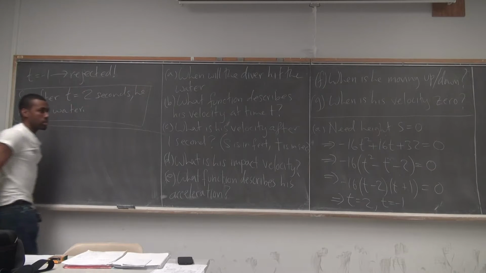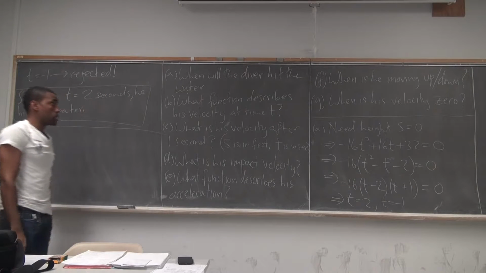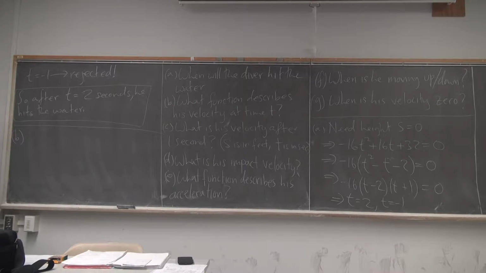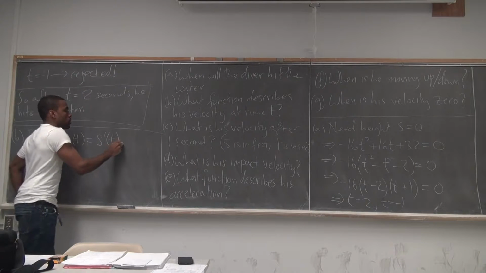Didn't really use calculus there, that's just a matter of algebra. Just solve that quadratic equation. B, how can we describe his velocity? Derivative. Remember, we know that velocity is the rate of change of position. V of t is equal to s prime of t, right?